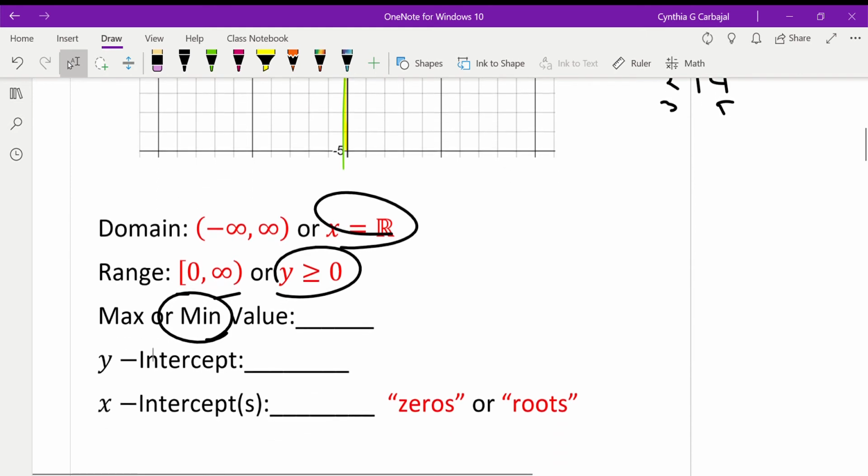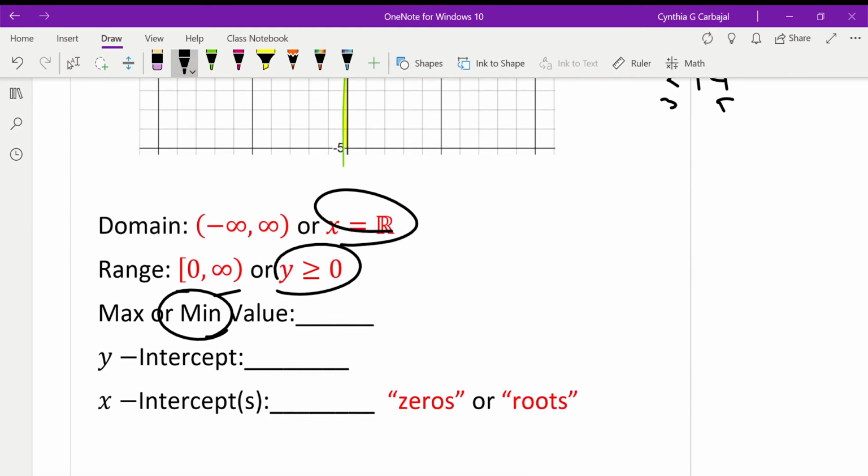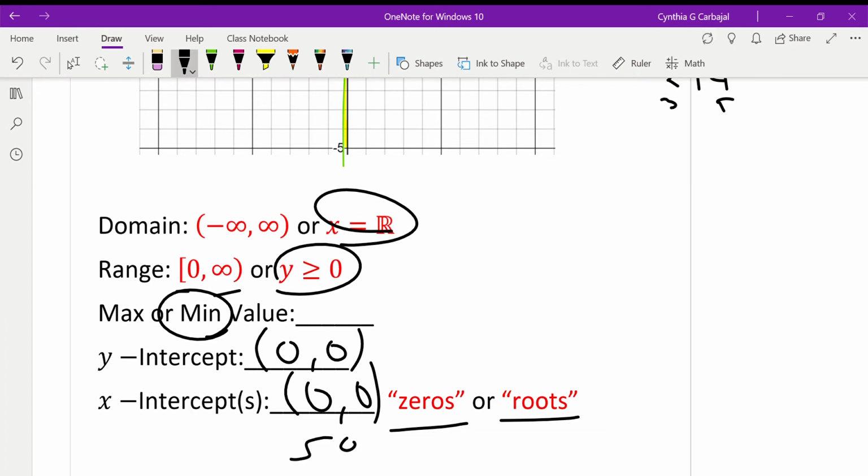And then the y-intercept is where it crosses the y-axis, because this is touching at the origin. Our x-intercept and our y-intercept are going to be the same. Also guys, x-intercepts are also called roots, also called zeros, also called solutions. Sorry I said that backwards, but my pen is not working, so I'm trying to write as best as I can.